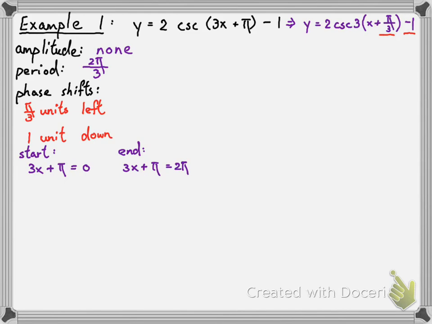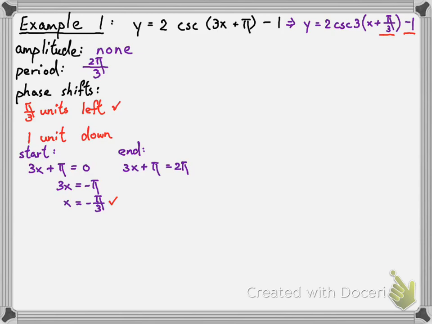So to solve for x, for 3x plus pi equals 0, we have 3x equals negative pi. And then we will have both sides divided by 3. Therefore, we have x equals negative pi over 3. We are very happy with the result because if the function starts at negative pi over 3, it is matching with our phase shift that the function starts pi over 3 units to the left of 0.